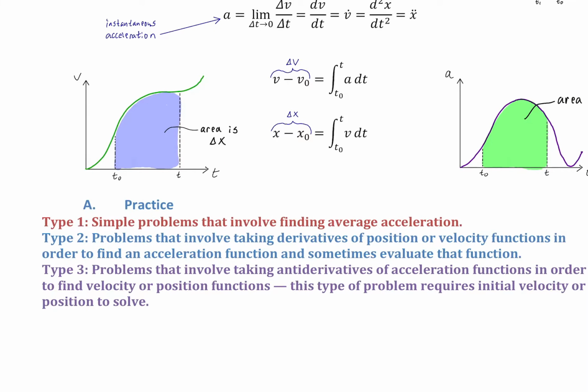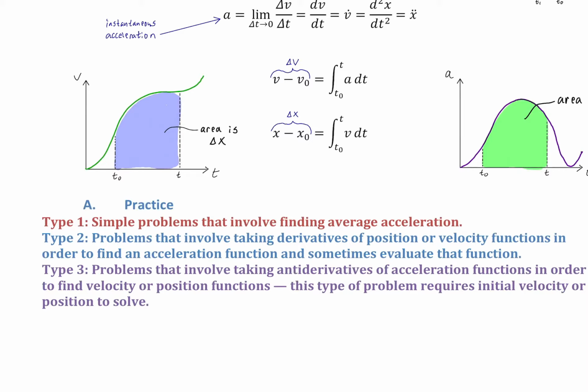We're going to look at three types: simple problems that involve finding an average acceleration, problems that involve taking derivatives of position and velocity functions in order to find acceleration functions and sometimes evaluate those functions. And finally, the third type, problems that involve taking antiderivatives of acceleration functions in order to find velocity or position functions. This type of problem requires initial velocity or position to solve.